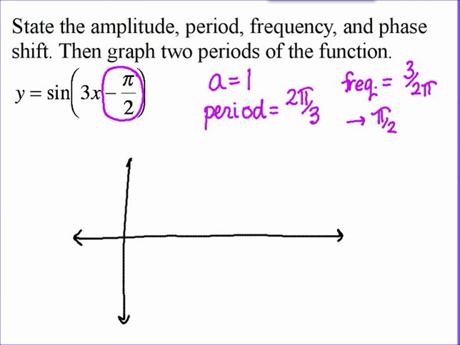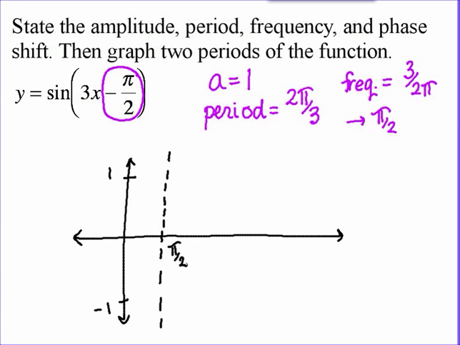My amplitude is only 1, so I go up 1, negative 1. I shift over to the right pi over 2. So basically pi over 2 here is my new starting point. I'm going to put a dashed line to mean that I start there, just for my own bit of information.